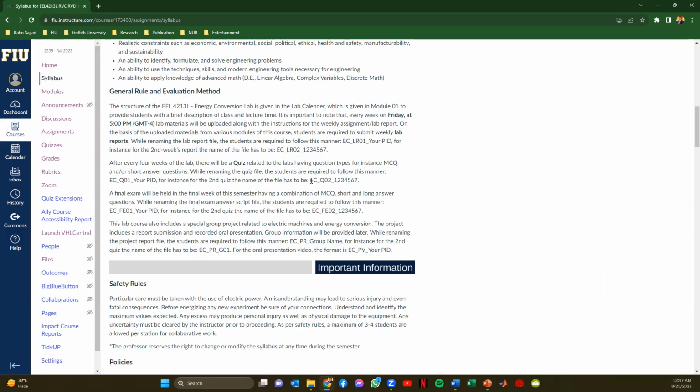But if the quiz is automated, then you don't have to upload anything. You will be given all the necessary information. But remember, if you're asked to actually upload a file, the file name has to be like this for a quiz. For the final exam, it'll be like this.